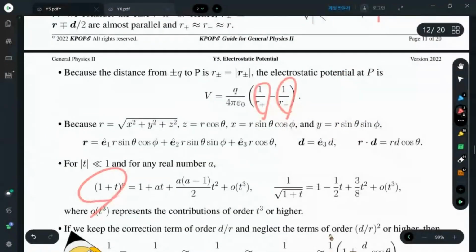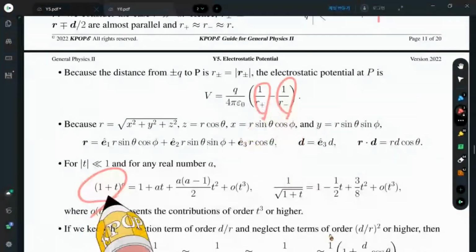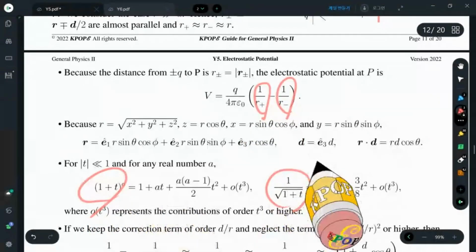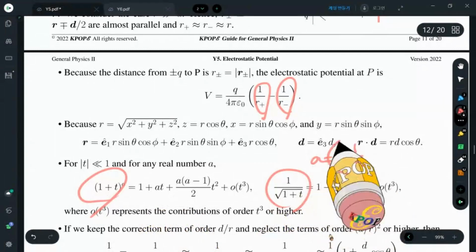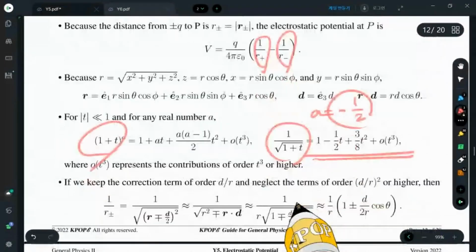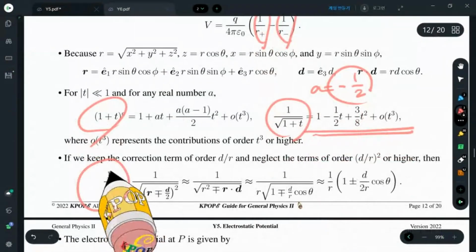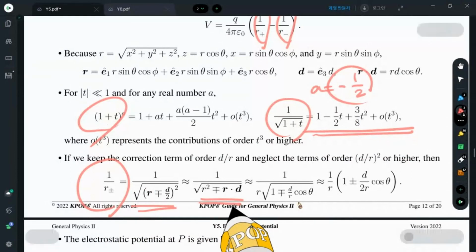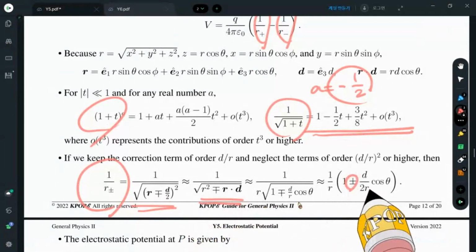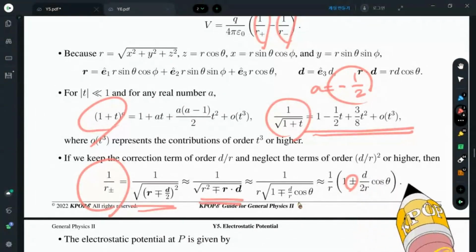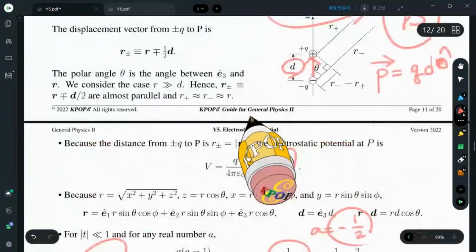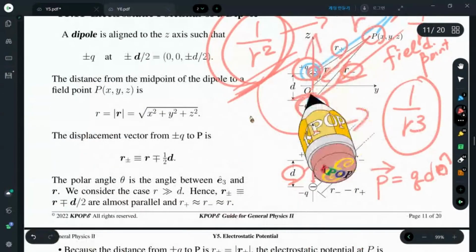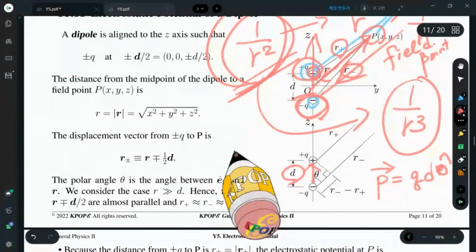You know the binomial expansion very well, and if you apply it here and substitute a equals minus 1/2, the binomial expansion looks like that. Therefore, the distance from the charged particles, plus and minus, becomes like that. If you ignore the higher order pieces, we have a different sign in the next order. So the leading order is 1 over r, and the next leading order is d over r cosine theta, where theta is the angle between this direction and the direction toward the field point.